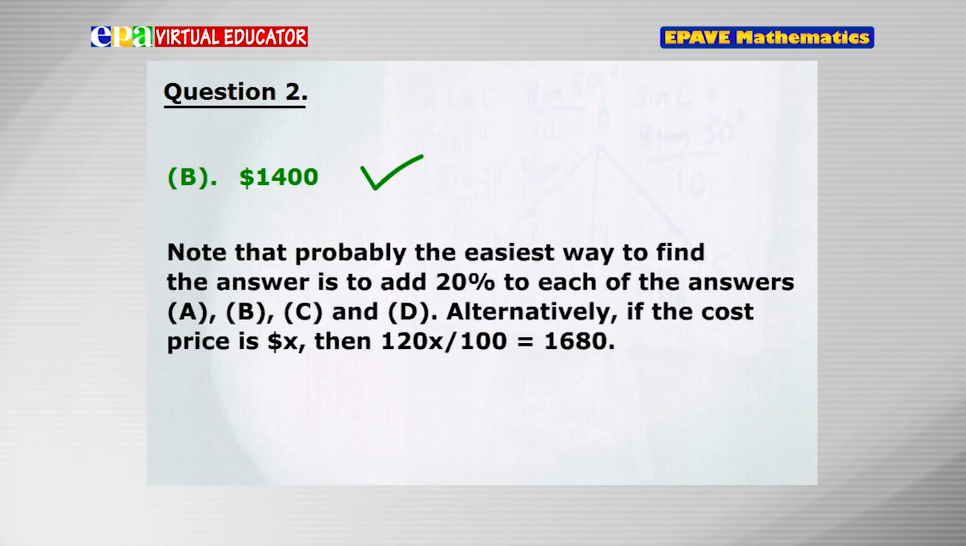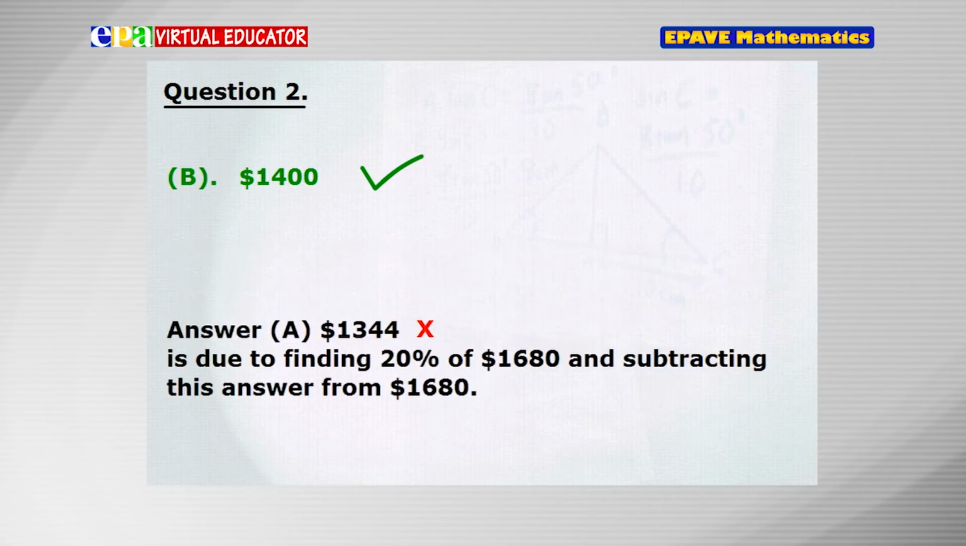Answer B is the right response to question 2. You should know that probably the easiest way to find the answer is to add 20% to each of the answers A, B, C, and D. On the other hand, if the cost price is x dollars, then 120x divided by 100 is equal to $1,680.